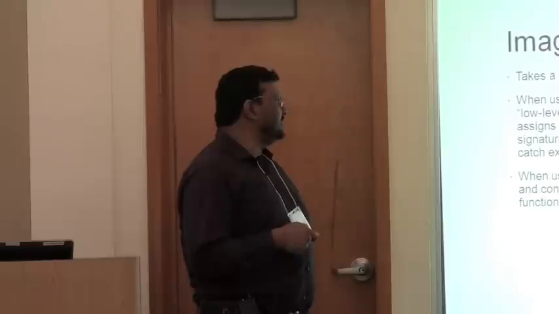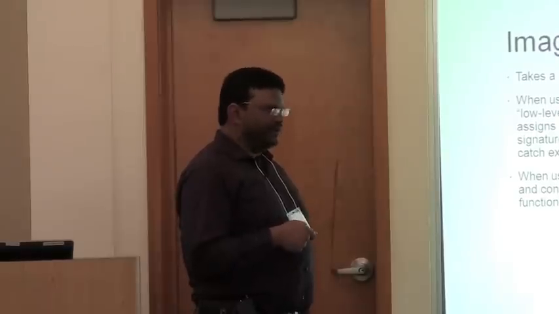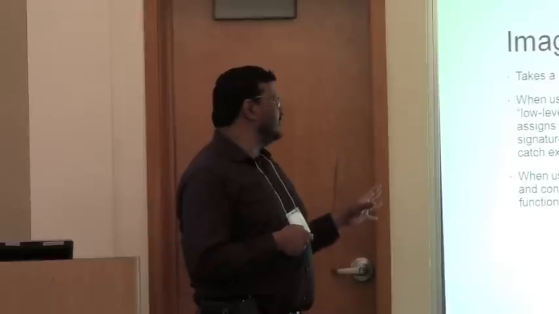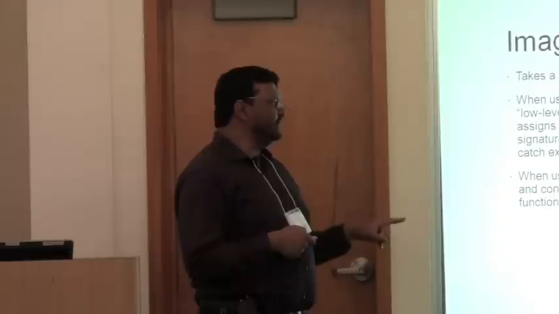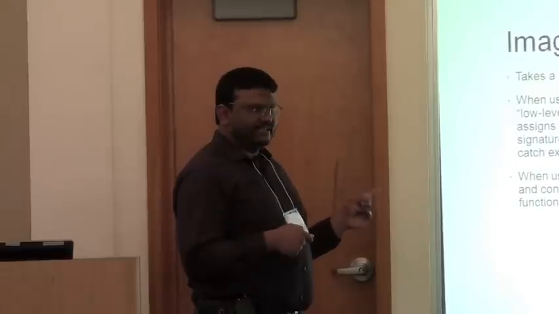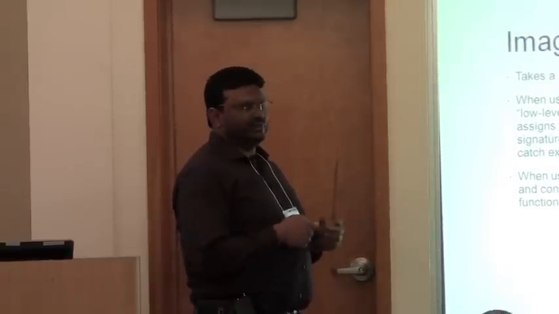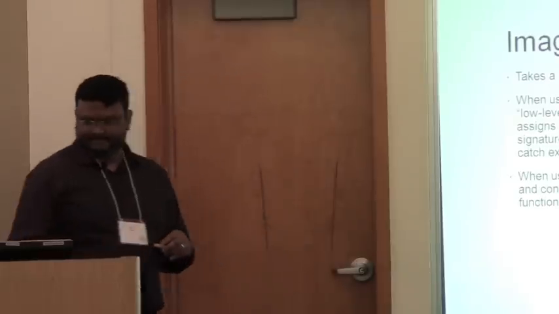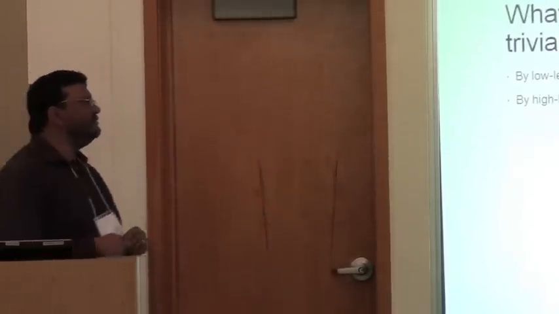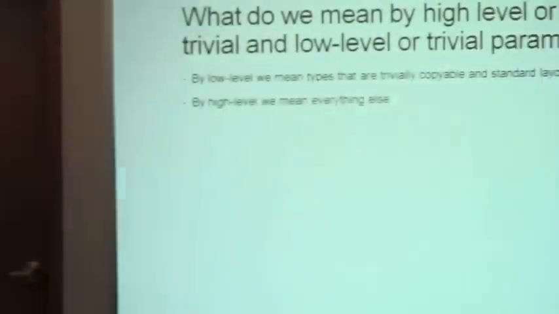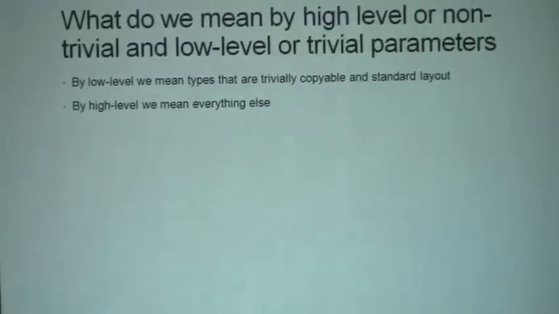When you use this cross function for usage, it provides an operator function call that takes the high-level parameters, converts them to low level, calls the vtable function, gets the return error code from the vtable function, and turns that into an exception if necessary, and returns basically a logical error code. So what do we mean by high-level types and low-level types? By low-level, we mean types that are trivially copyable and standard layout. High-level, everything else.